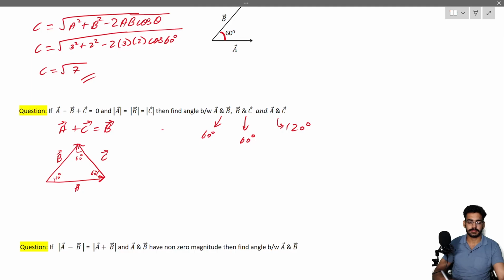Okay, the second method of solving: you take one on the other hand side and put the magnitude.